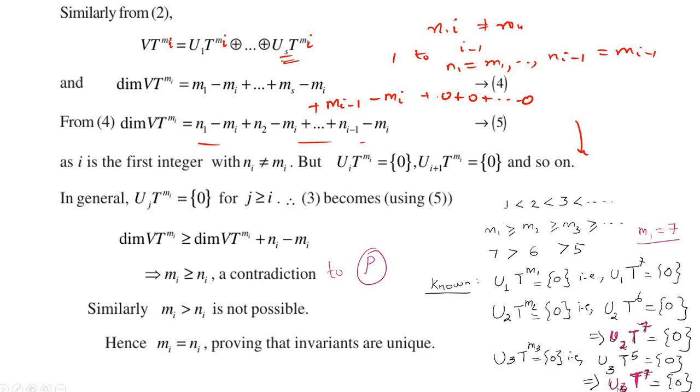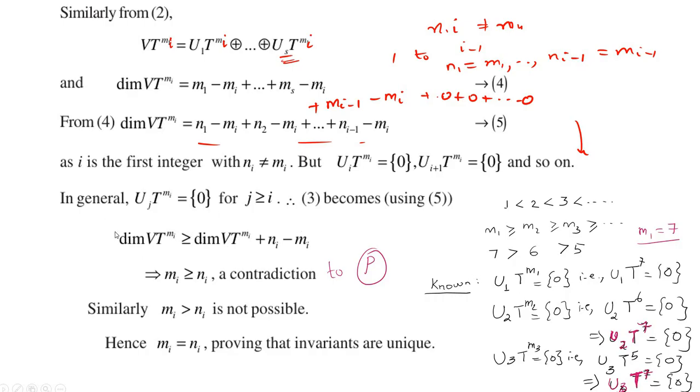U1, U2, U3, when applied with T power Mi, they become singleton 0. So because of this concept only, we have Ui T power Mi 0 means you have Ui plus 1 T power Mi to be 0 and so on. So because of that only, the dimension becomes 0. The subspace itself becomes 0, so dimension becomes 0. So this is what we have.